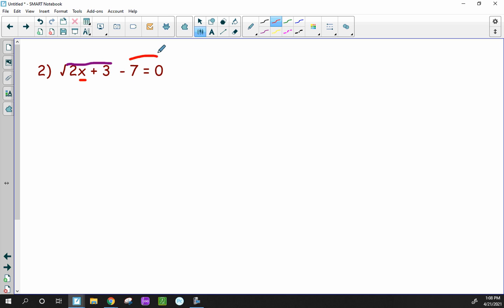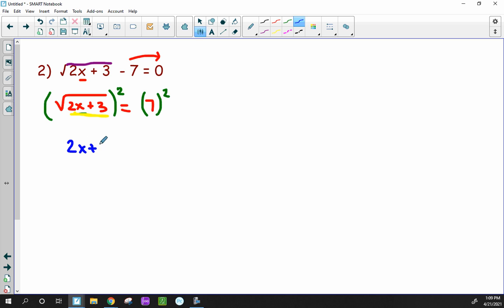First, I would need to transpose the negative 7. Zero plus 7 gives me 7. Next, I've got to get rid of the square root. So I'm going to look at the index number and raise both sides to a power that's equal to that, which would be 2. This part, which is the radicand, is the part that's left. The square root of 2x plus 3 squared will give you 2x plus 3.